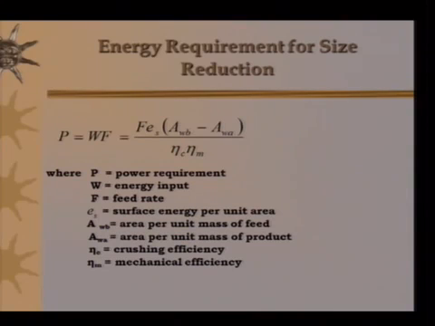Here I would like to point out that A_WB is the area per unit mass of feed. Certainly the feed is bigger in size, whereas A_WA is the area per unit mass of product, which is certainly smaller.